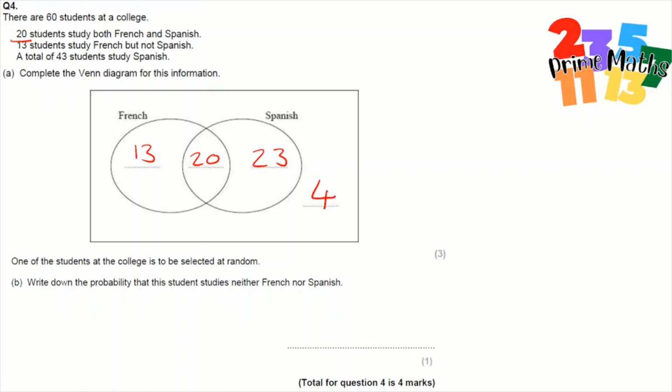Part B says one of the students is selected at random. We know that means this probability will be out of 60 because we're selecting from all of the students. And it says write down the probability the student studies neither French nor Spanish. We have 4 on the outside, so 4 out of 60. You can simplify this, but you don't have to.